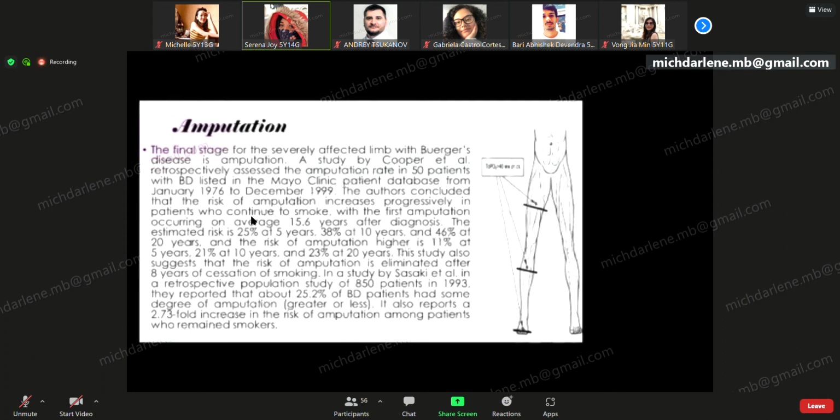In a study by Sasaki, in a restricted population study of 850 patients in 1993, they reported that about 20.2% of Buerger disease patients had some degree of amputation. It also reports a 2.73-fold increase in the risk of amputation among patients who remained smokers.